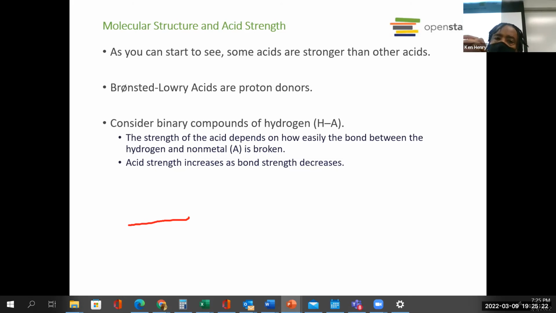So we know that some acids are going to be stronger than others, and that concept of acid strength based upon that H and that A, right? Well, that's going to start changing. So for instance, when we talk about HA, A is typically a non-metal. H is typically hydrogen, right?